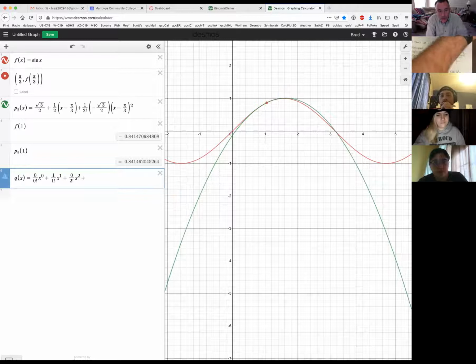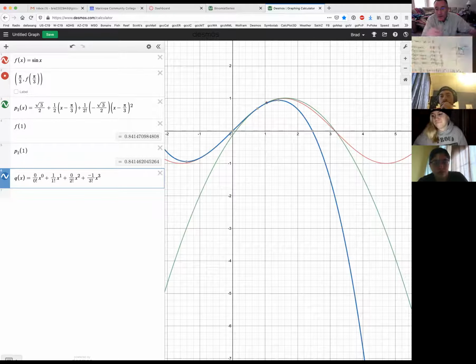So then we say, what's the next one? We stick in 0, so we get minus the cosine of 0. So now we get minus 1 over 3 factorial, x to the 3rd power. I wanted it to look like this. And now we've got our cubic. Look at how well our cubic fits. In fact, way over here at pi over 3, it's starting to fit pretty good, isn't it?